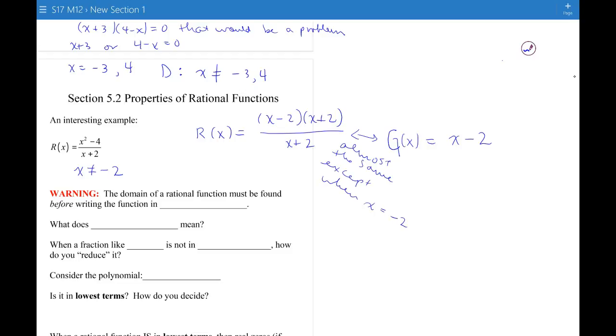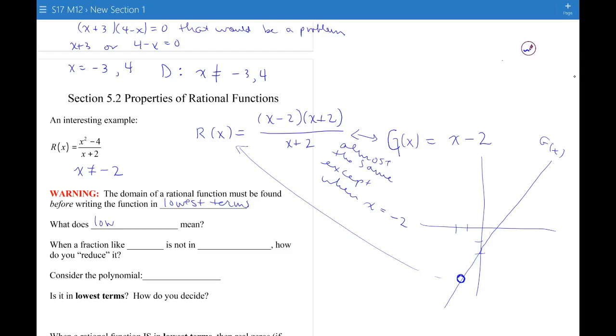except when x equals -2. So this g of x is a graph of a line, right? With y-intercept of -2 and slope of 1. So this is g of x. But then when x equals -2, there's a hole in the graph of r of x. So the graphs look almost exactly the same, except the r of x graph has a hole in it. So the domain of a rational function has to be found before writing the function in lowest terms.